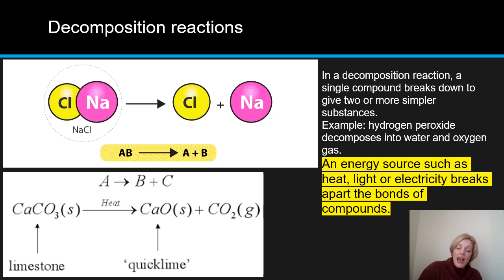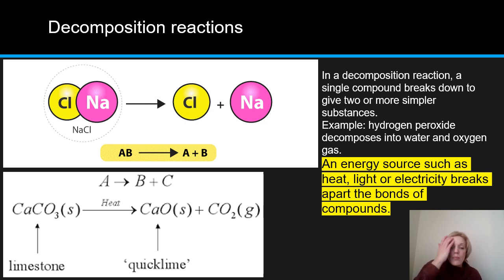Another example is how they sometimes write it as A equals B plus C. So here we have calcium carbonate, a solid compound, limestone, and heat is added to this calcium carbonate, and what happens? You are going to get calcium oxide, which is a solid, and you're going to get carbon dioxide, which is a gas. So in these decomposition reactions, a single compound breaks down to give two or more simpler substances.